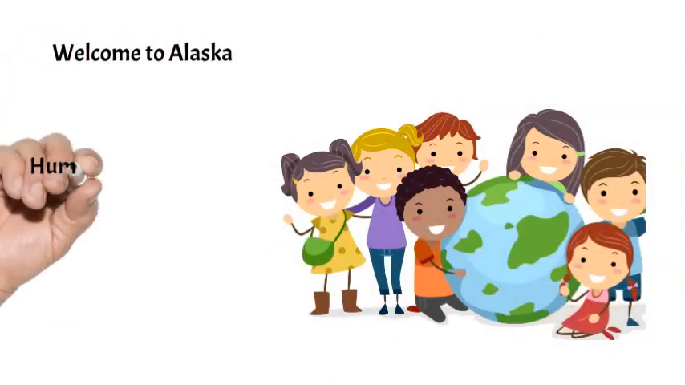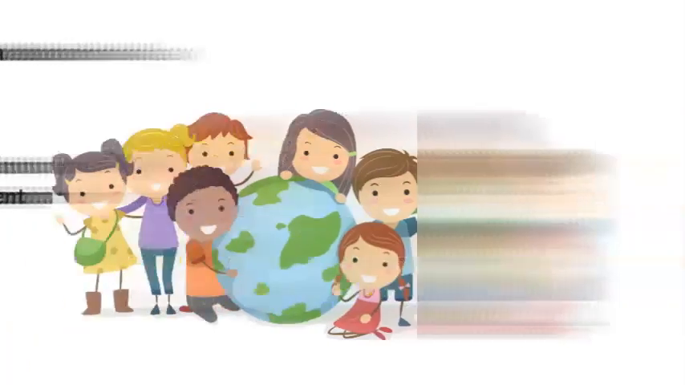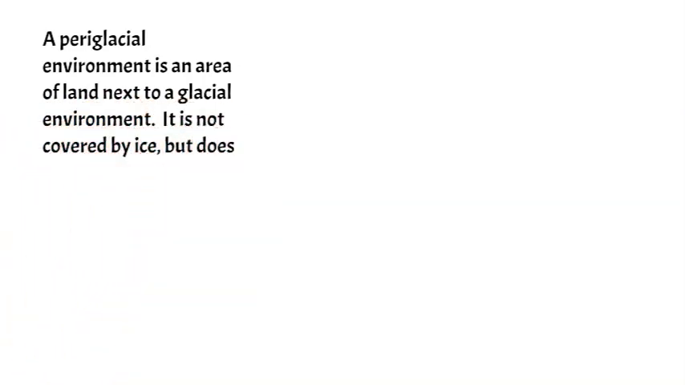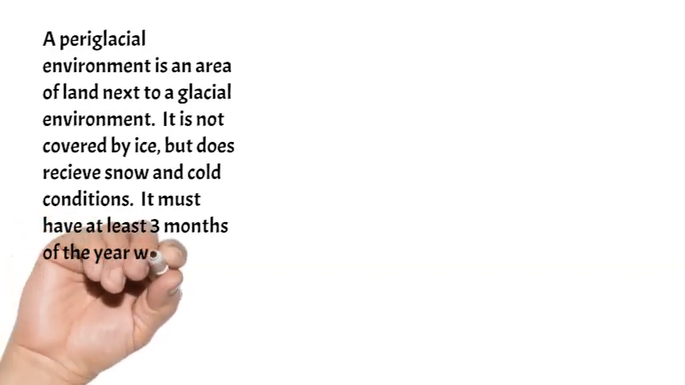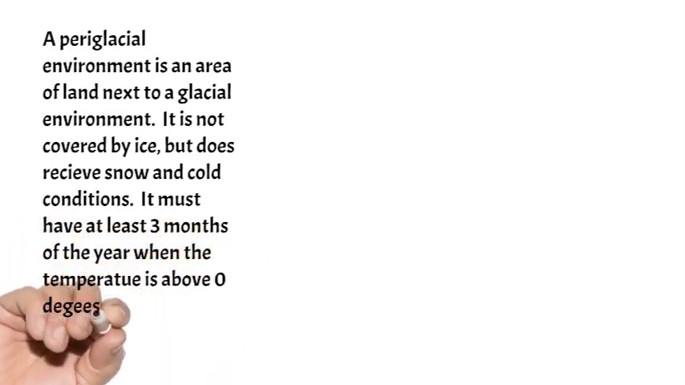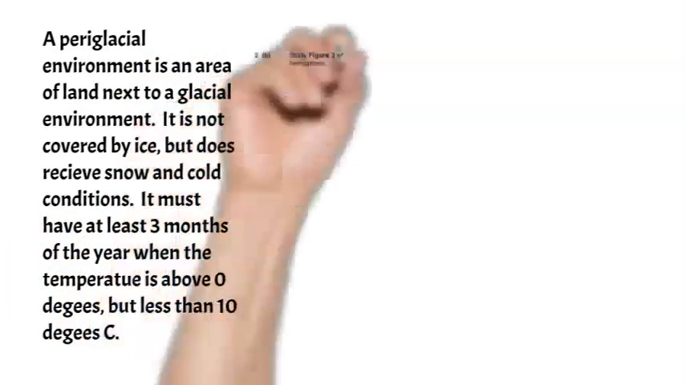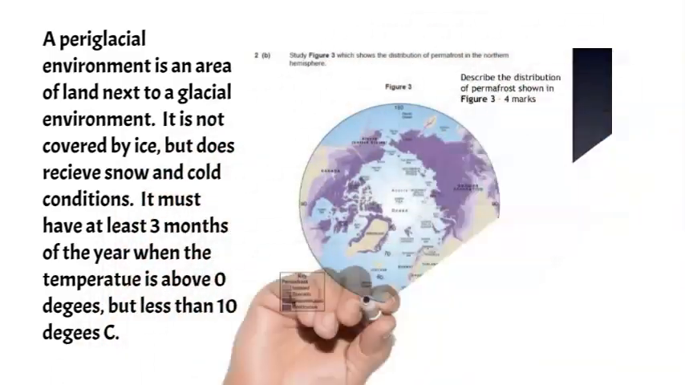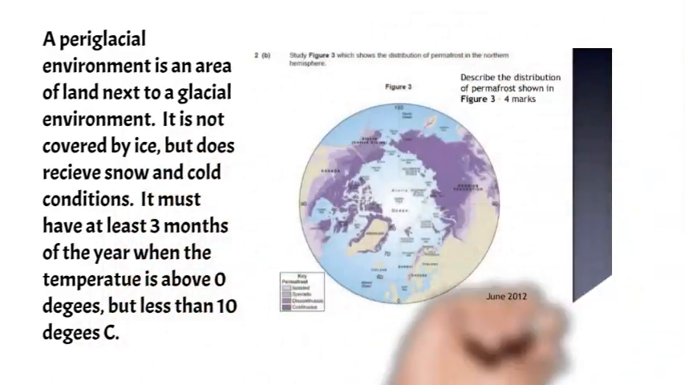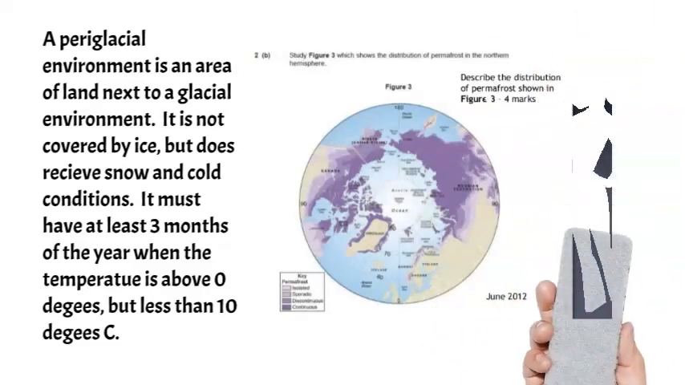We're going to investigate human activity in a periglacial environment. A periglacial environment is an area of land that is next to a glacial environment. It is not covered by ice, but it does receive snow and cold conditions. However, it must have at least 3 months of the year when the temperature is above 0 degrees, but less than 10 degrees C. You can see most of these areas are around the Arctic in our northern hemisphere.